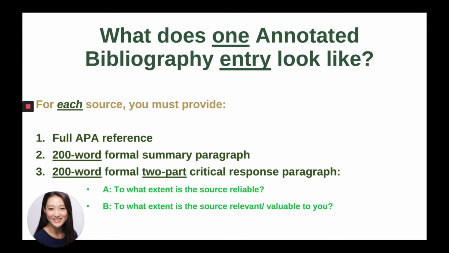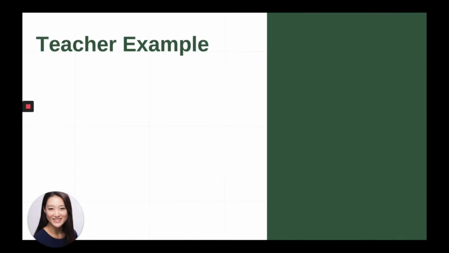This third component of the Annotated Bibliography is asking you to determine the reliability and relevance of the source. The formal 2-part critical response paragraph also follows a specific structure that you must follow, which is provided in the learning module. An example of one completed Annotated Bibliography entry is provided on Blackboard.